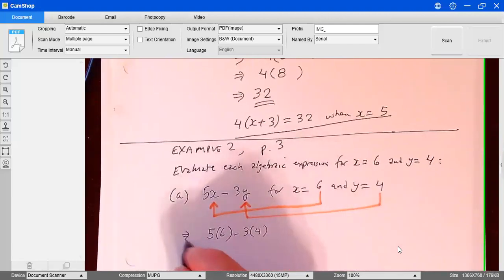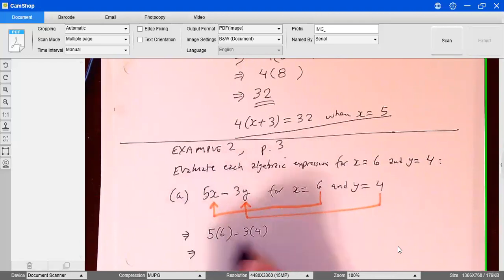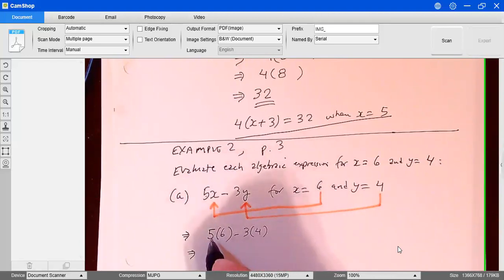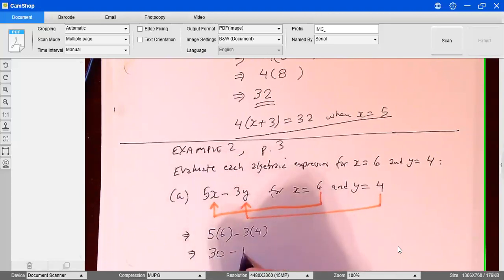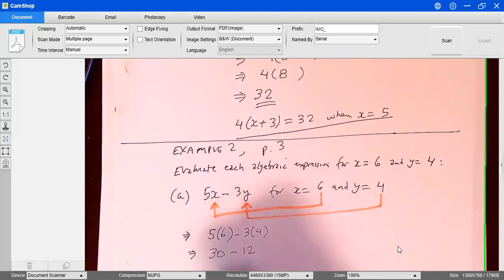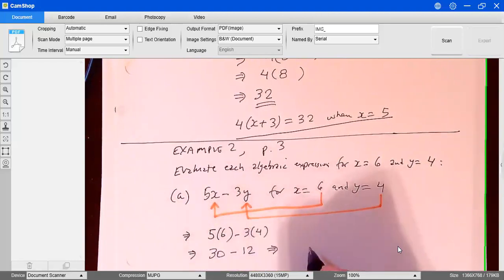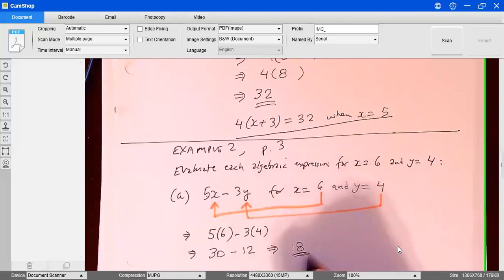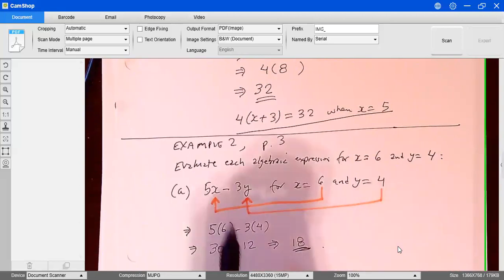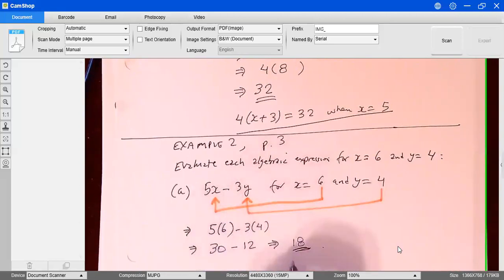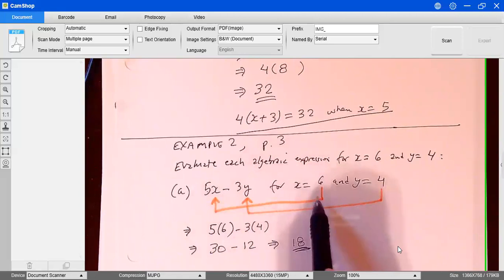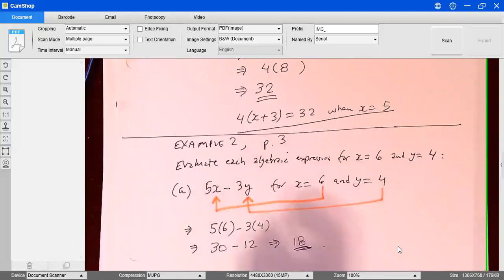So then we're gonna do multiplications first. So 5 times 6 is 30, and 3 times 4 is 12. And finally, you just do this subtraction and you're gonna get 18. So this is the final answer. And you can write 5x minus 3y equals 18 when x equals 6 and y equals 4. So let's work on the next part.